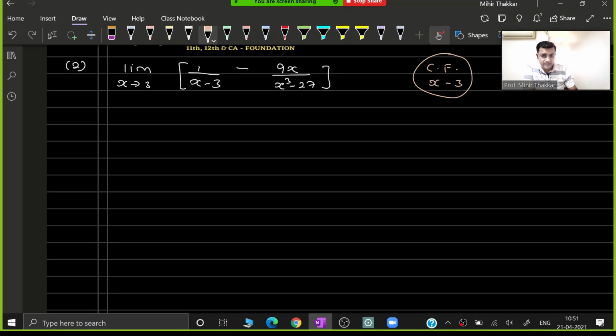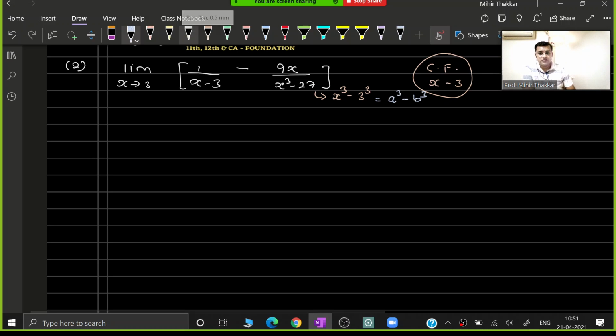Now the question is, how should I get that x minus 3? Looking at this element x cube minus 27, it is very easy to identify that this is in the form of x cube minus 3 cube, which represents nothing but a cube minus b cube. So let us try to factorize the second term. If I do that, it will become limit as x tends to 3.